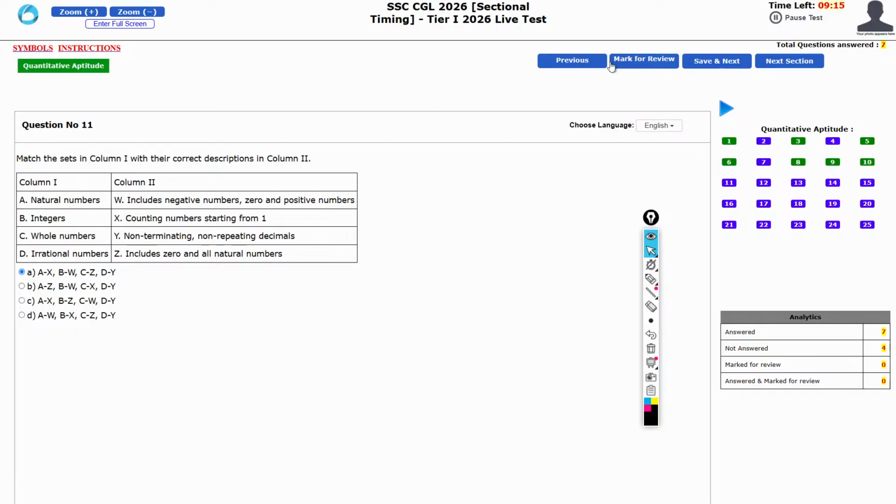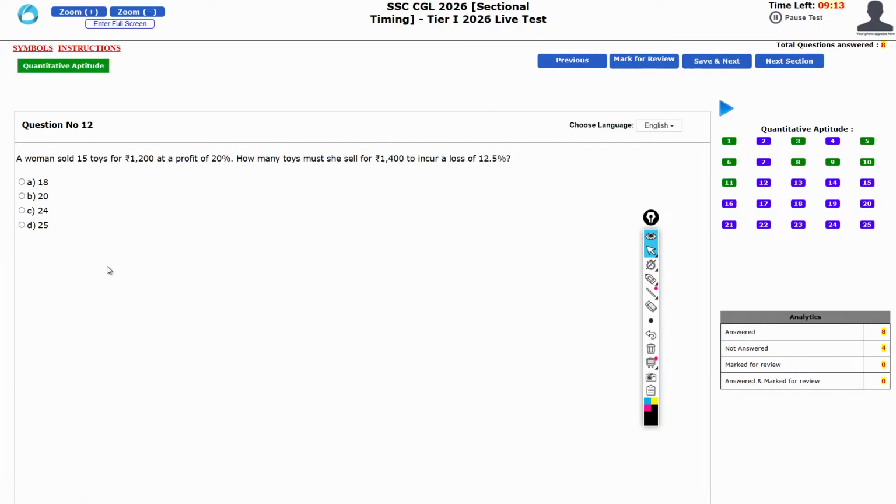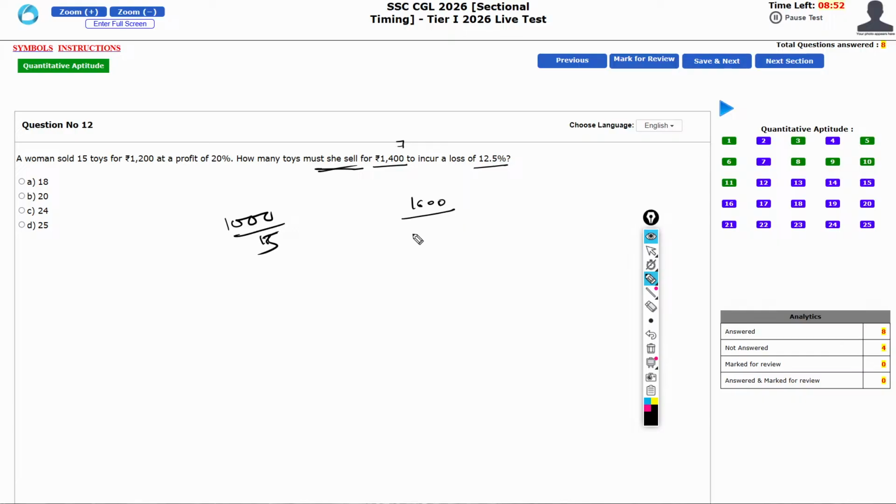So A with X. A woman sold 15 toys for this at a profit of 20%. So bought for this 15 toys. How much you sell for this toys? She must sell to incur a loss of this. So this is value of 7. So 1600. How many toys will be there? So 1.6 times. So 9. So 24 toys.